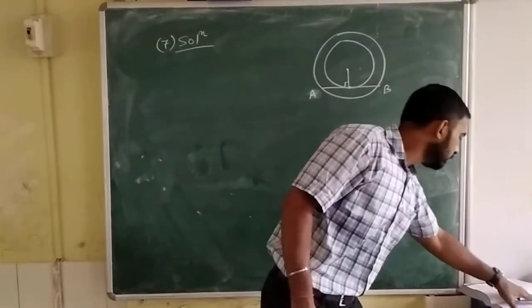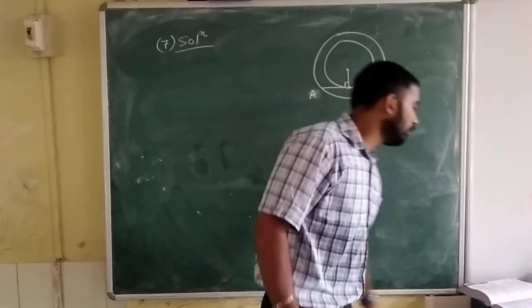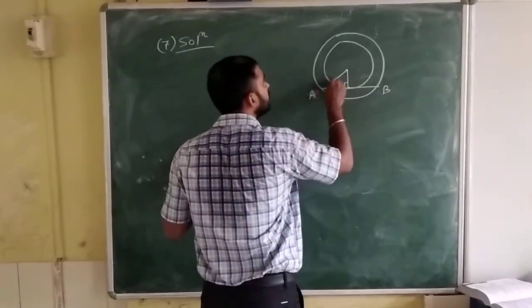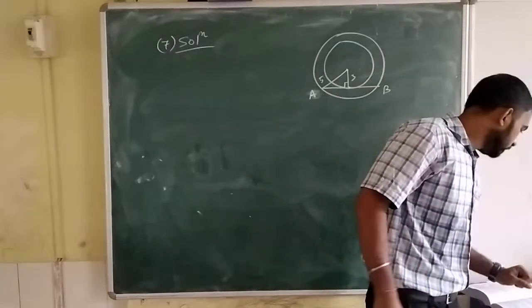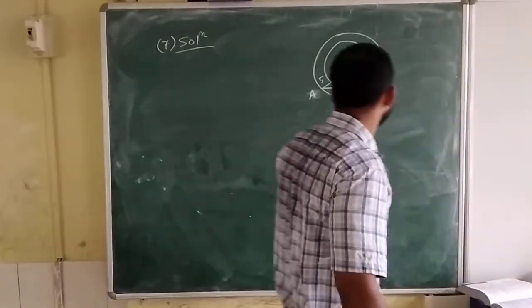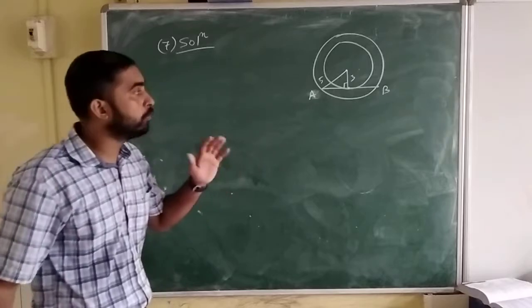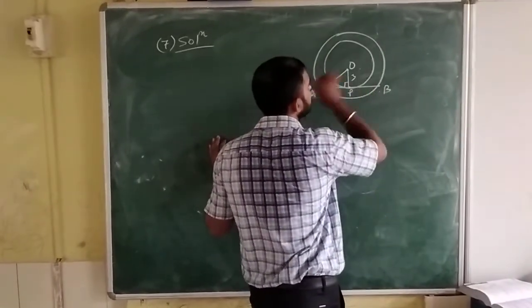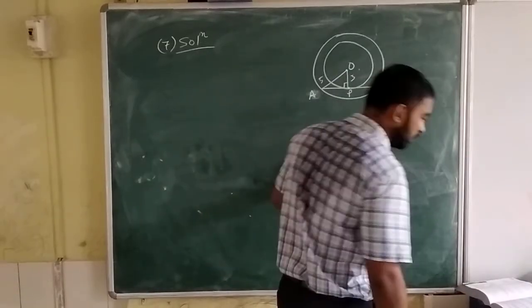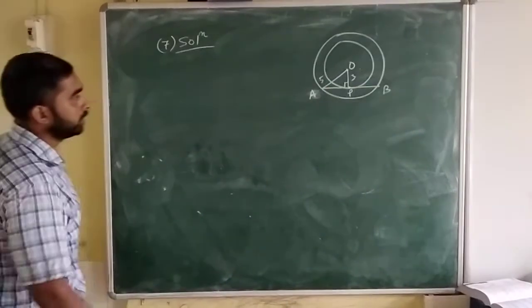Now the radii of the concentric circles are given as 5 and 3. This one is 5, this one is 3. So what is the question? Find the length of the chord, which means we need to find the value of AB. Suppose this point is P, and this is the center O. The names are not given, so let us name them.